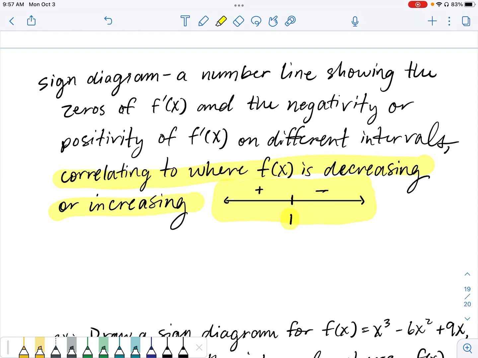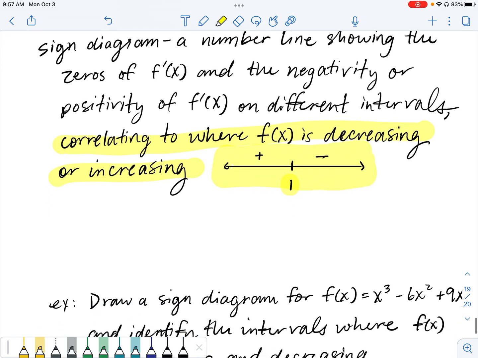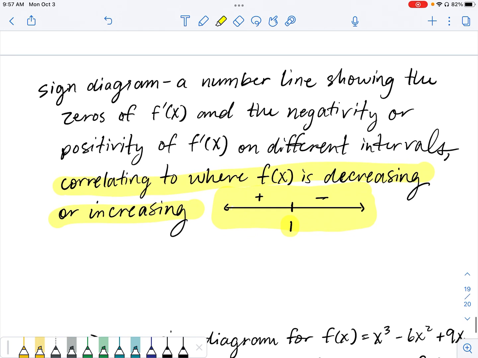So we're going to do an example of this, but I just wanted to give you maybe a little more succinct definition of a sign diagram. So you can pause and write that down if you'd like to. Keys here are, I didn't make a mistake by leaving off the prime in that second one.